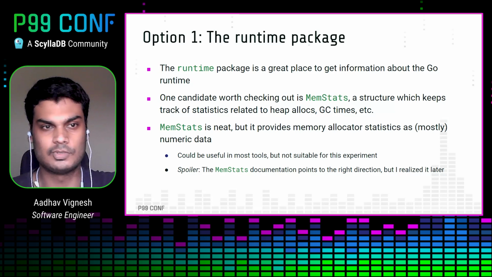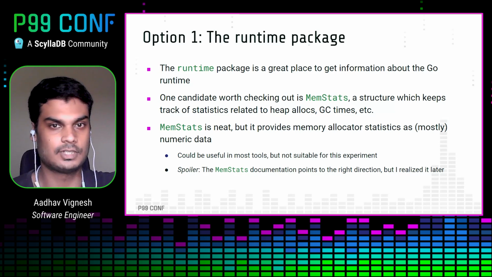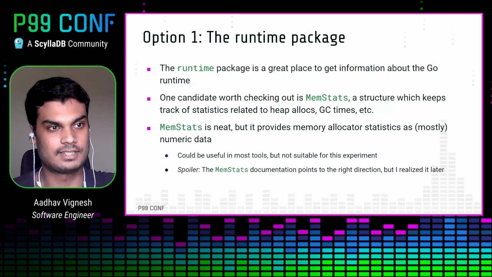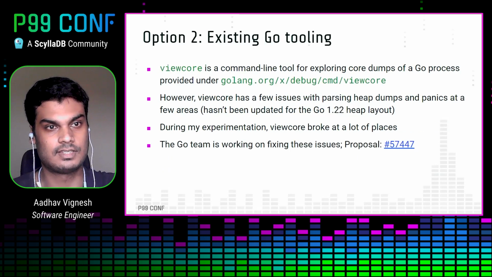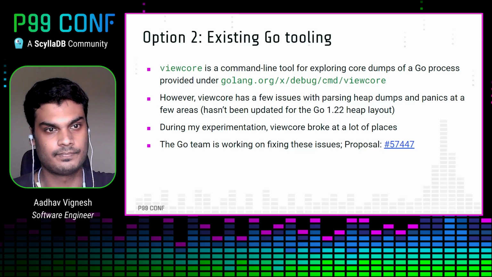It could be useful for most tools, but for this experiment, I wanted something which could help us in building an object graph representation. So I jumped on to the next option, which is to utilize existing Go tooling. So after a few days of research, I found a tool in the x/debug package called ViewCore, which can be useful for observing core dumps for a Go process.